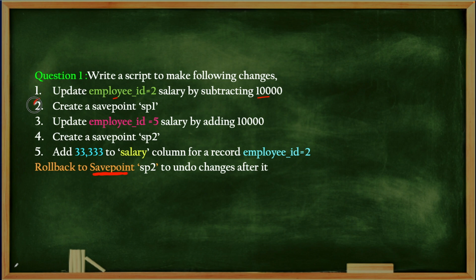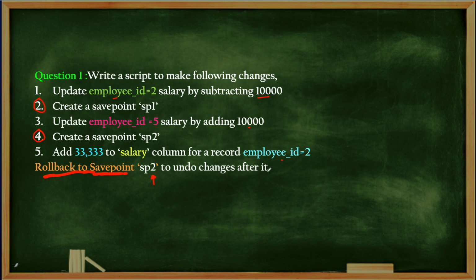Then we are going to create one save point here, sp1. After that, we are going to update the salary of employee ID equals 5, and we're going to add 10,000. Now here we're going to create save point 2. After that, we're going to add 33,333 to the salary whose employee ID is 2. And at the end, we are going to use rollback to save point sp2 and undo the changes after it.